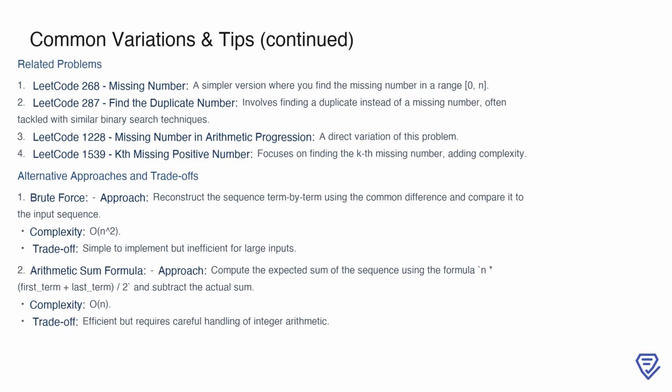This involves reconstructing the sequence term by term using the common difference and comparing it to the input, which has a time complexity of n². While simple to implement, it's not ideal for larger inputs. The arithmetic sum formula is a more efficient method, running in n time. Here, you compute the expected sum of the sequence and subtract the actual sum to find the missing term. However, this approach requires careful handling of integer arithmetic to avoid rounding errors.